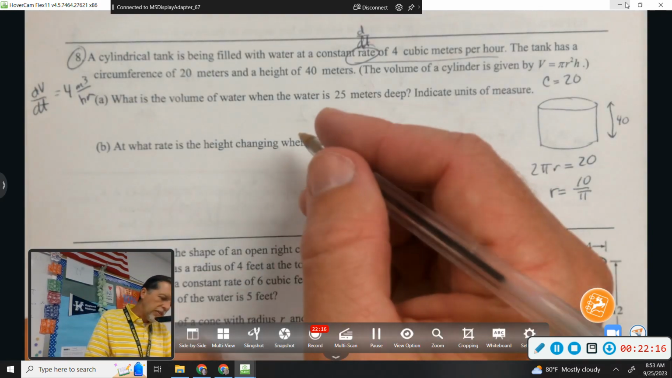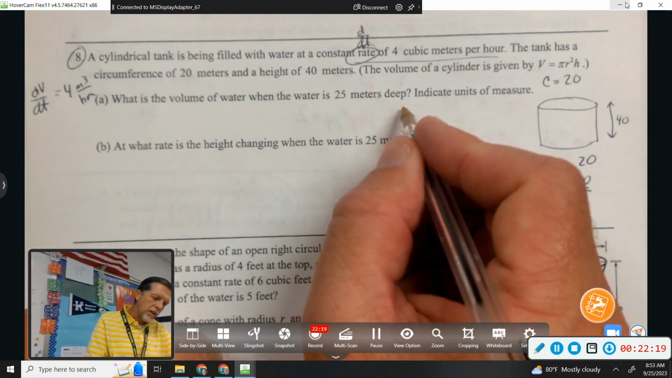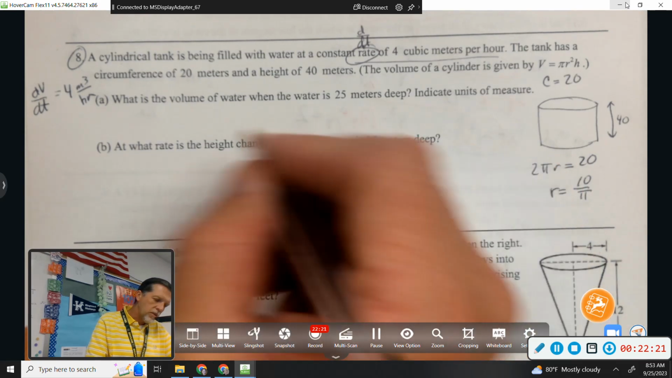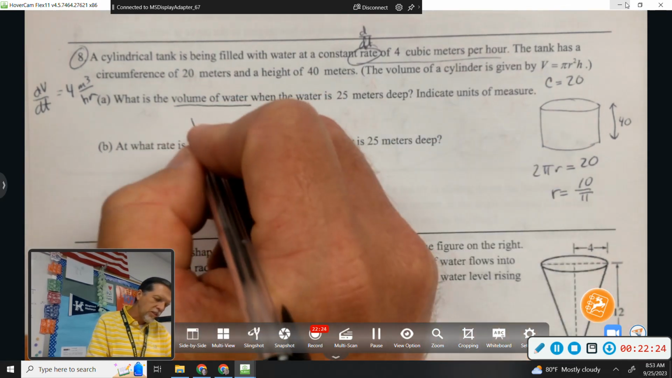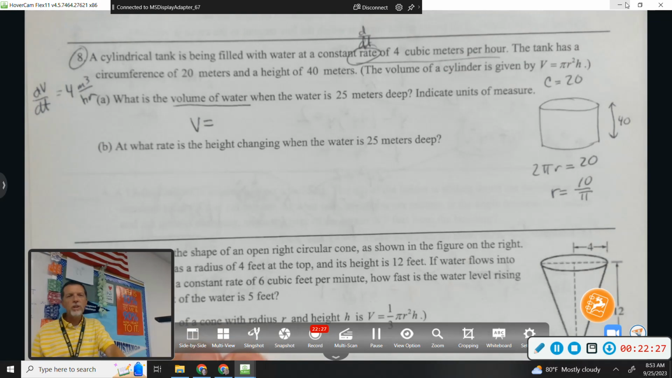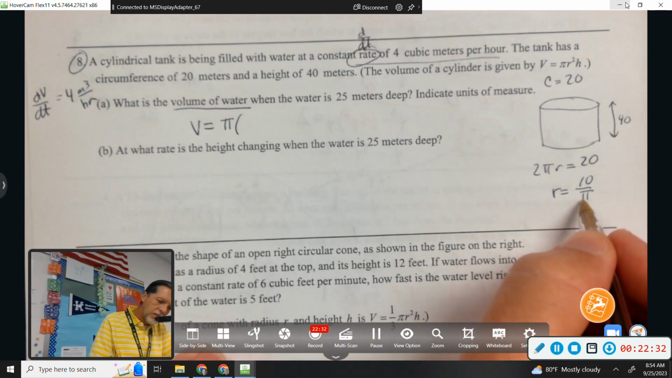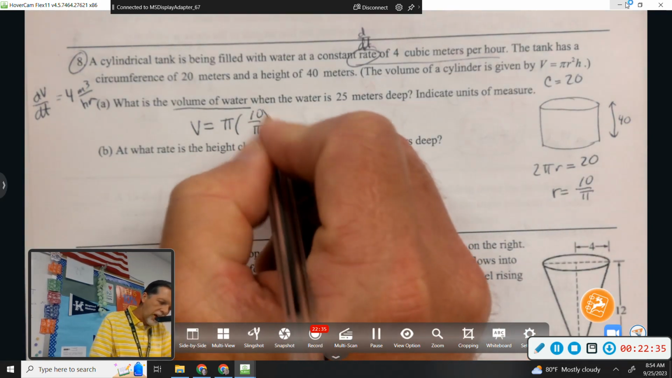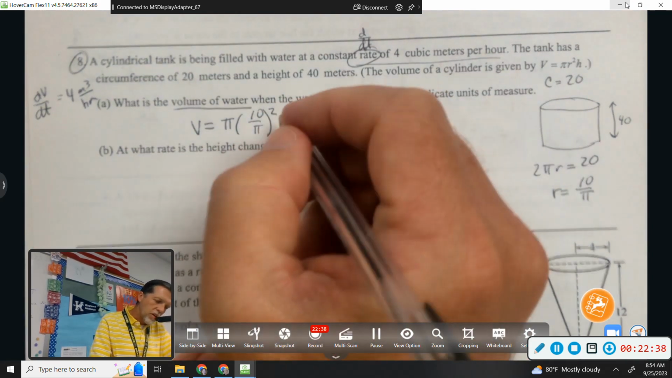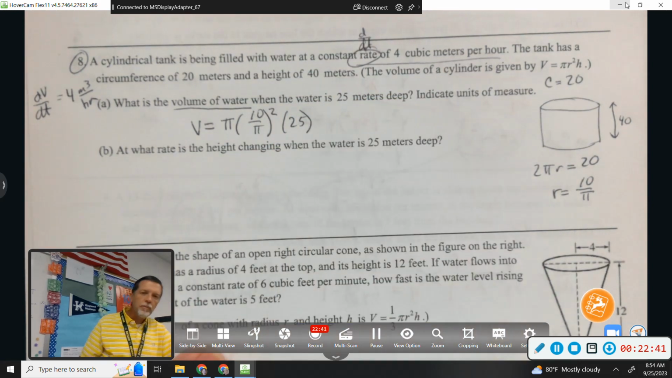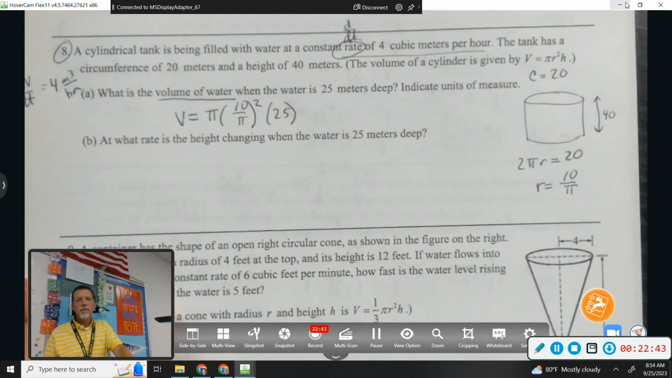Part A. What is the volume of the water when the water is 25 meters deep? Nothing's changed. Just what's the volume? So not dV/dt, no dh/dt. Just find the volume. Pi times (10 over pi) squared times 25. And hey, it's a multiple choice question, so I don't really need to multiply all that out. I'm good. Would that be 2500 over pi? But why risk it? Leave it alone.